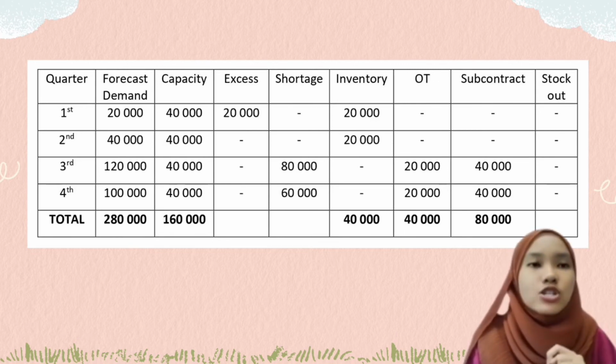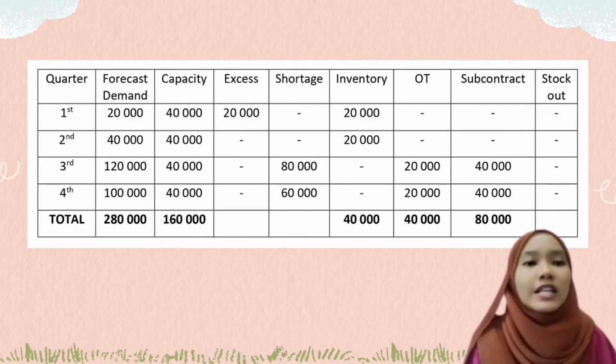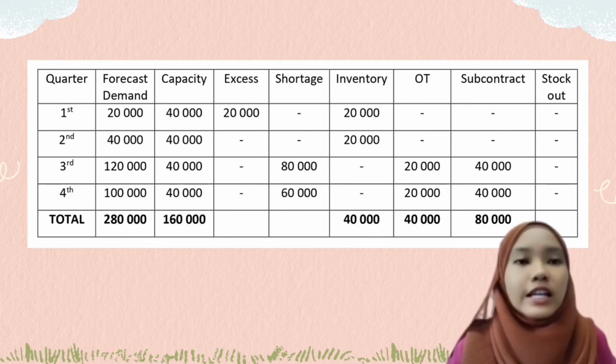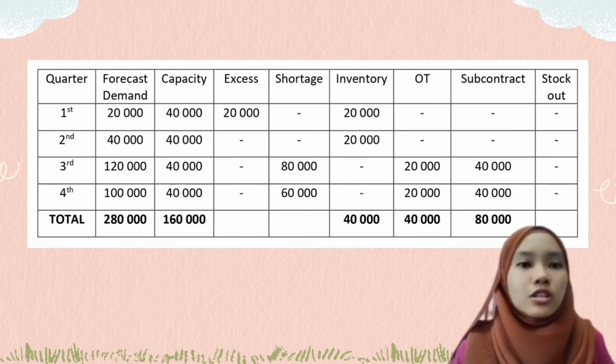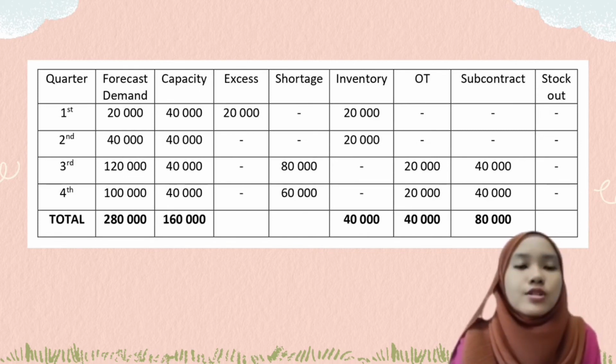For the amount of excess and shortage, we need to compare the forecast demand and capacity. If the forecast demand is lower than capacity, it will be placed under excess. But if the forecast demand is higher than capacity, it will be placed under shortage. So for the first quarter, the forecast demand is 20,000 units short of capacity, so 20,000 units will be placed under excess. The second quarter has forecast demand and capacity the same, so both are empty. The third quarter has a difference of 80,000 units, thus 80,000 units are placed in the shortage section. Finally, the fourth quarter has a shortage of 60,000 units, so 60,000 units are placed in the shortage column.